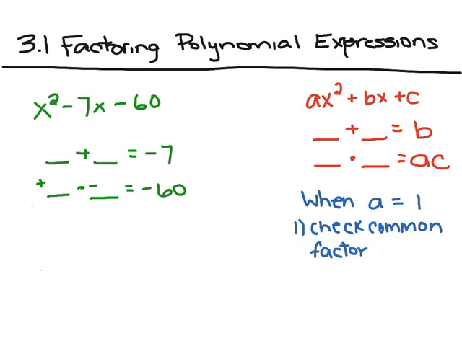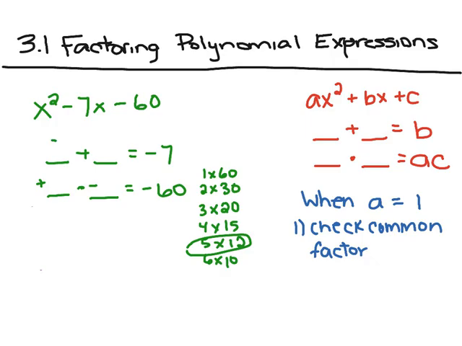So we're going to look through our factors of 60. We have 1 times 60, 2 times 30, 3 times 20, 4 times 15, 5 times 12, and 6 times 10. Now we want to find two numbers that add up to negative 7. Because the answer is negative, our biggest number is going to be negative. So negative 12 plus 5 gets you negative 7. So 5 and negative 12.